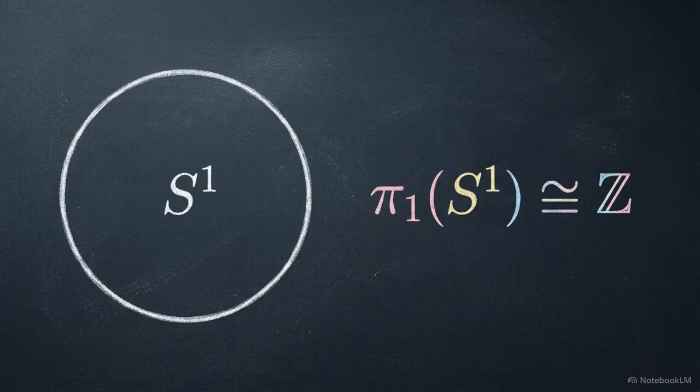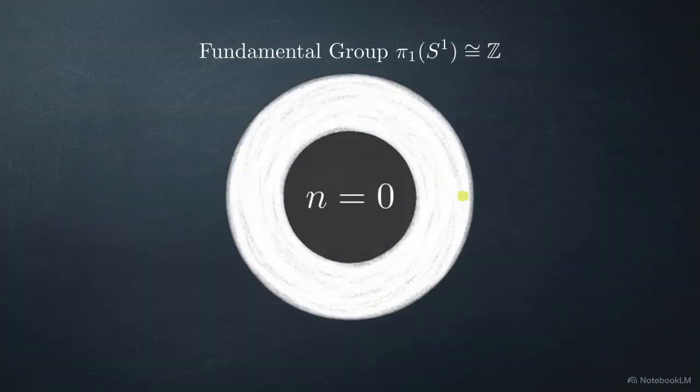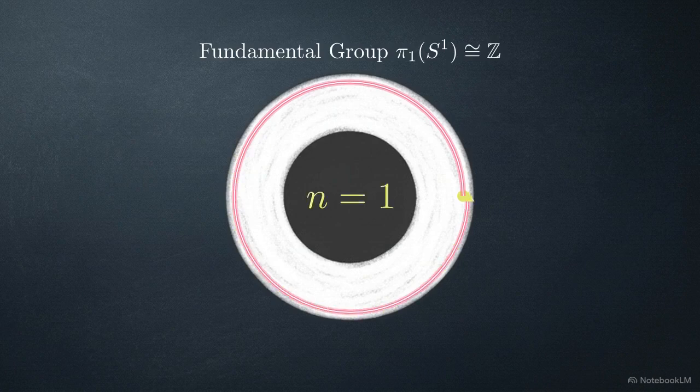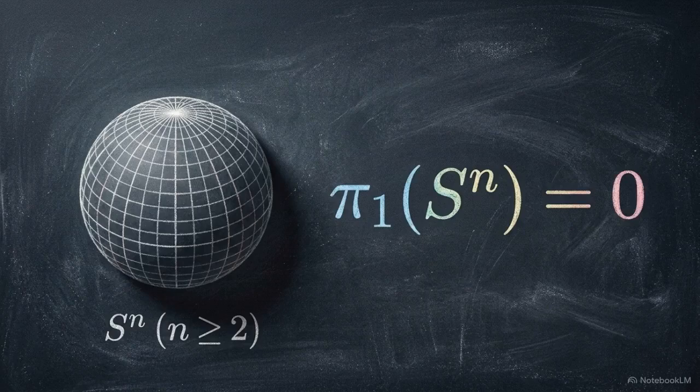We begin with the circle, S1. The fundamental group of a circle is isomorphic to the integers, Z. In S1, the behavior of a loop is determined by its winding number, the number of times it wraps around the central hole. However, for any sphere Sn, where the dimension n is 2 or higher, the fundamental group is trivial. It is simply 0.